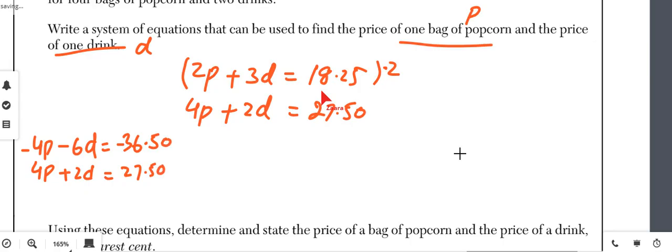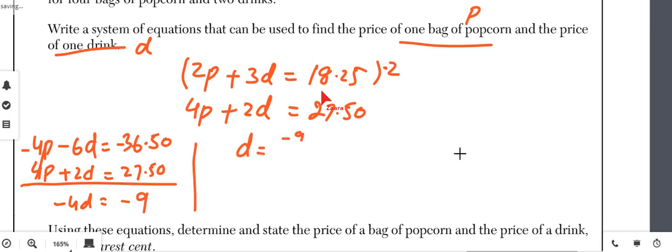Okay, so when I add them, the p terms will cancel out, and I will get negative 4d equals 27.50 minus 36.50. The answer would be negative 9, right? So when you solve it further, d is negative 9 over negative 4, which is 9 over 4, or 2.25.